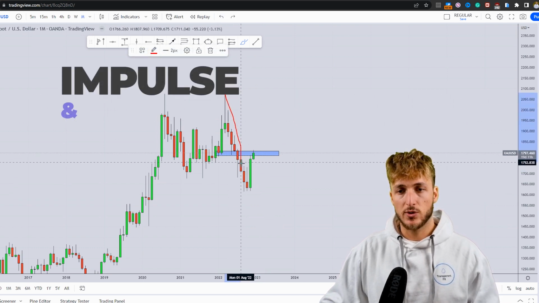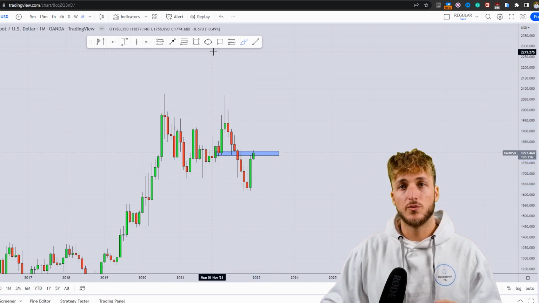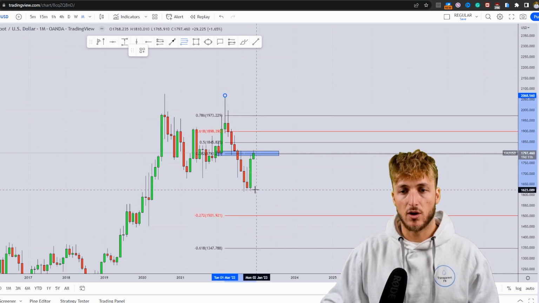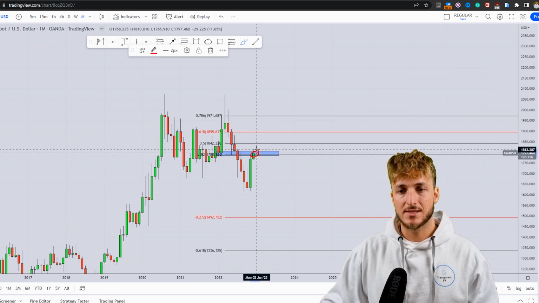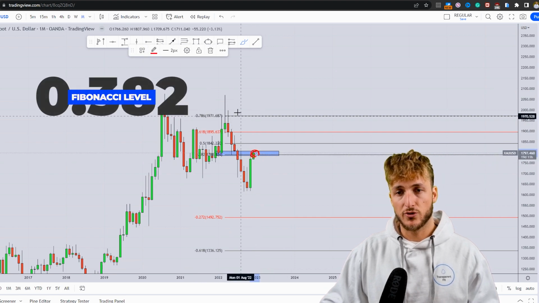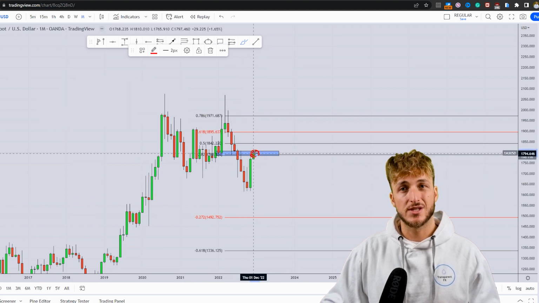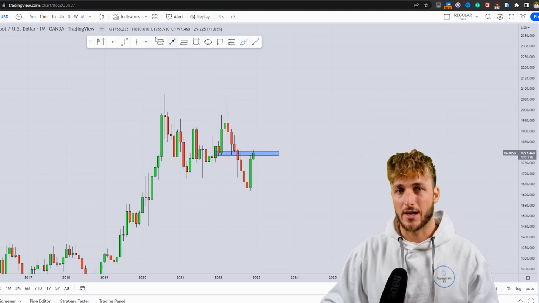We can also notice how we do have an impulse and correction. And in general, after an impulse, if you want to measure the correction, what you have to do is take your Fibonacci from the high to the low of the impulse. And if we do that, what we can see is that the market at the moment is testing exactly the 0.32 of the Fibonacci taken on this monthly impulse, which is a strong resistance area that we could expect this market to potentially reject to the downside.